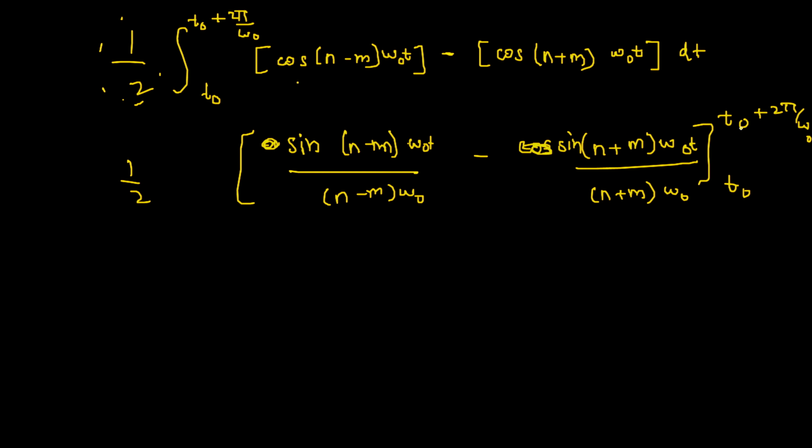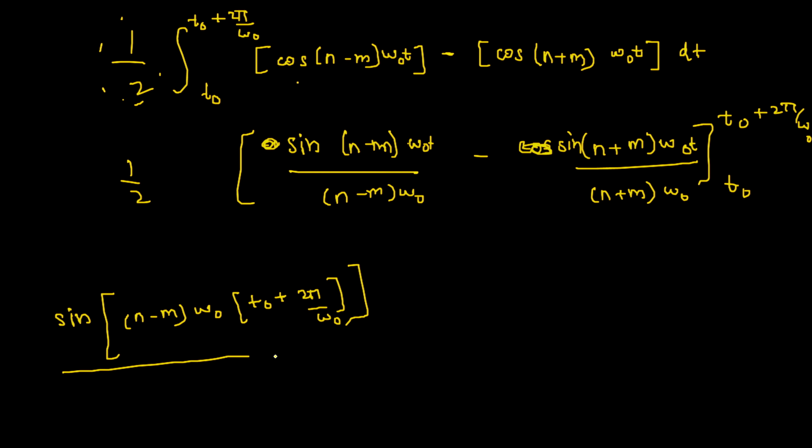So yes, first what we do is we substitute the upper limit, and I get sine. Inside sine I have n minus m into omega naught. In place of t, I write t naught plus 2 pi by omega naught divided by, here we have n minus m omega naught.